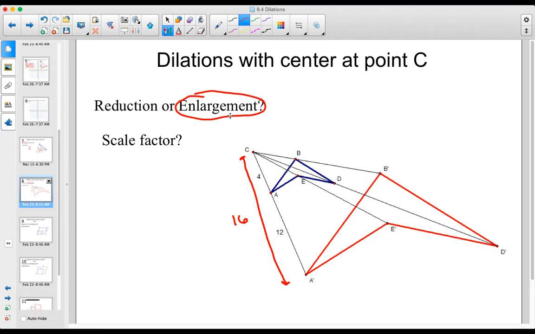So we know it's an enlargement, so we know this number needs to be bigger than 1. Well, let's compare the distance to our enlargement to the distance to our original. 16 over 4. 16 divided by 4 is 4. You could write it as 4 or 4 over 1. But again, that scale factor is bigger than 1, and the enlargement is about 4 times as big as the original.